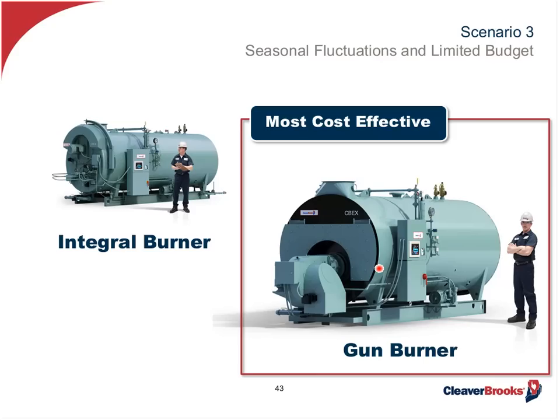They both are equal efficiency. They both will turn down. They both give you all those advantages that we looked at. There are some additional advantages here, but the juice is probably not worth the squeeze in this particular case. So when budget becomes an issue, my nod would go to the gun burner or the packaged type fire tube boiler that you see here.